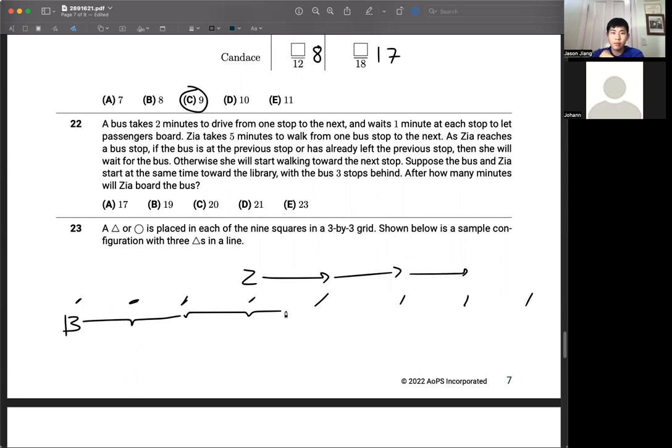In that 5 minutes, the bus finishes the 1 minute drive, waits 1 minute, drives 2 minutes, and waits 1 minute. Now, at this point, Zia sees that the bus is at the previous stop, so she's going to wait. So after 2 more minutes, the bus will reach and she'll get on. So in total, she's spent 5 minutes, 5 minutes, 5 minutes, and spent 2 minutes waiting. It's a total of 17 minutes.